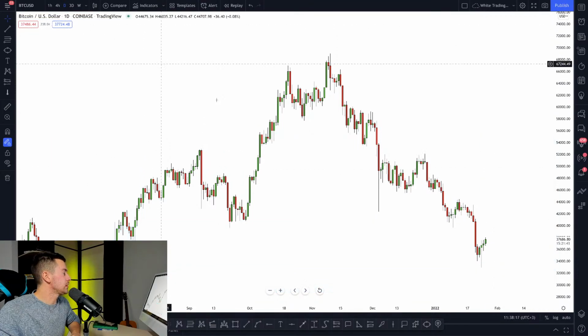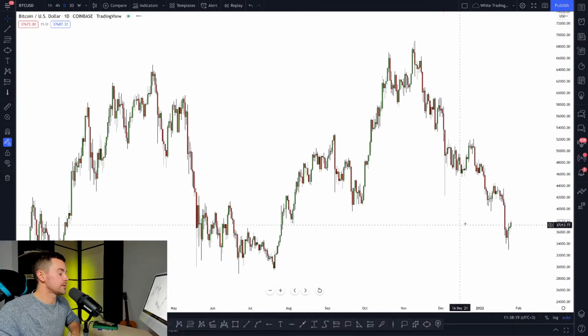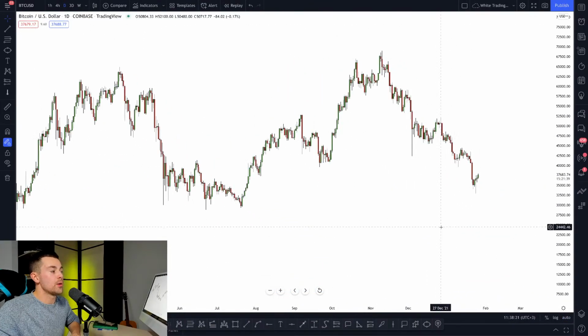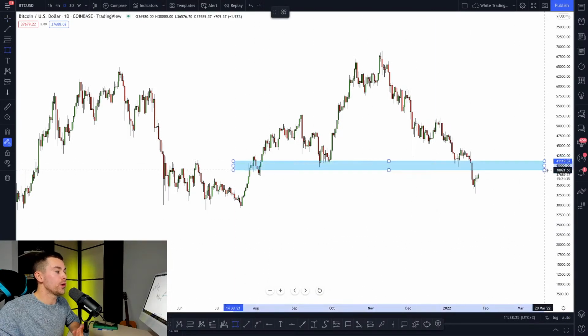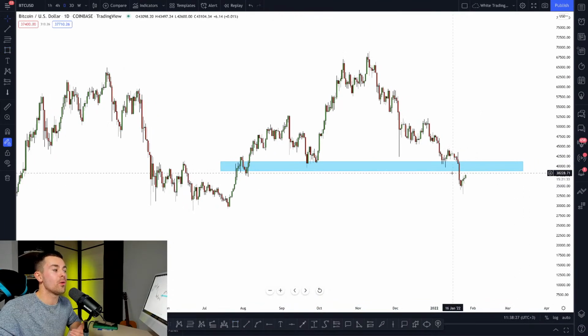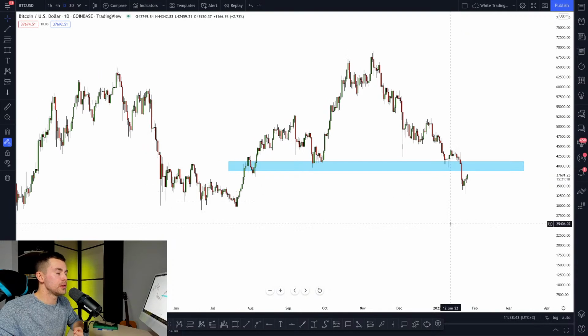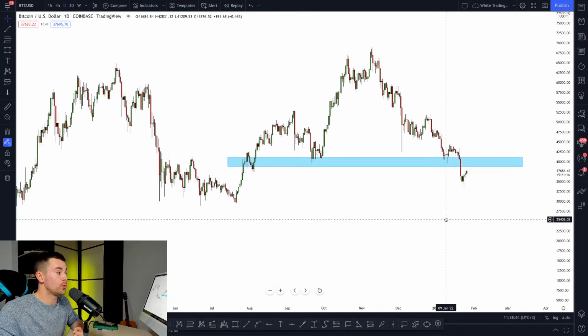Let's take away all the drawings and zoom out the chart. What happened recently is the price violated a 40,000 level. I was very bullish from that level, to be honest. I really believed that from that level the market would start growing. But instead you can see that the structure was broken, and to me, it was quite surprising.